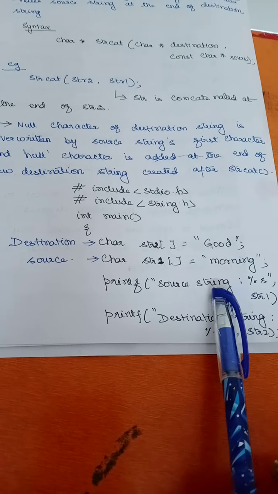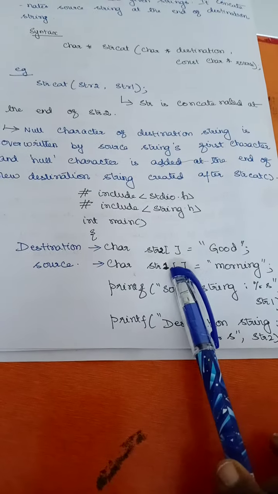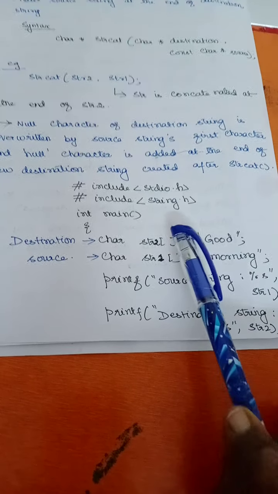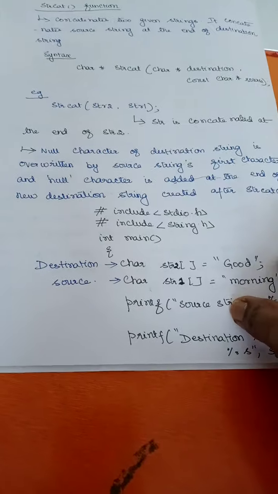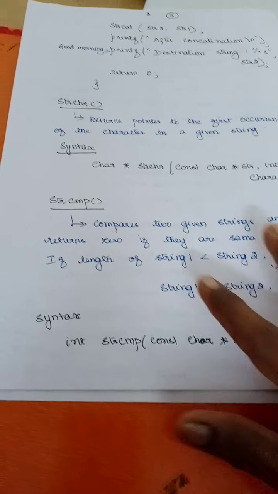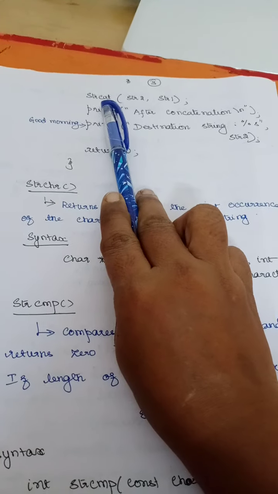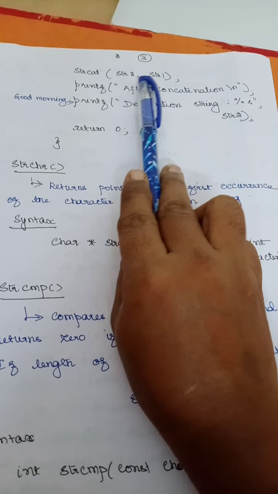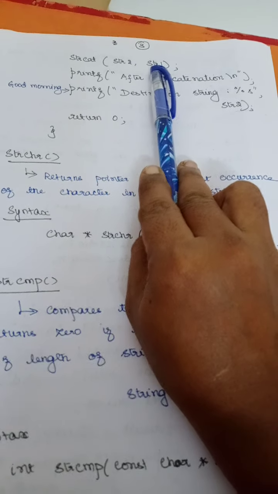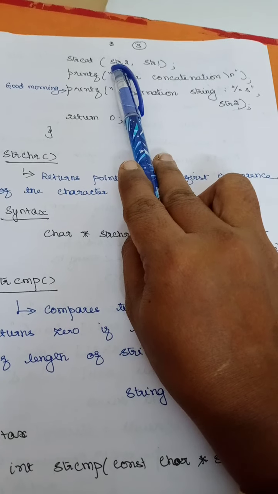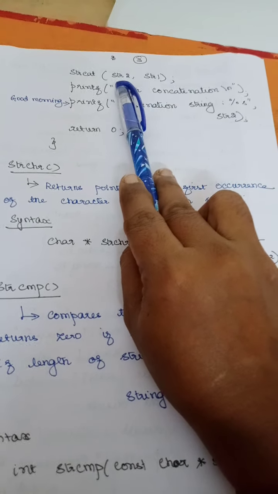So first we'll print what we mean by a source string and what we mean by a destination string. So this I am going to call the source, and this I am going to call the destination, right? So here strcat, this is the library function I am going to use. strcat(str2, str1). Here the source is concatenated to the destination. So I am going to add str1 to str2.